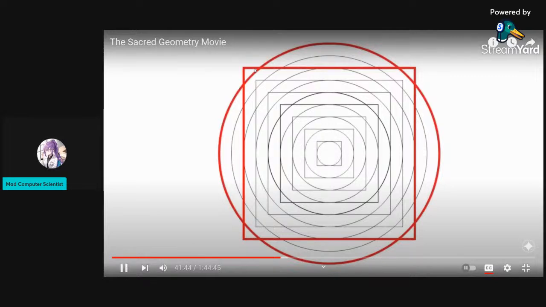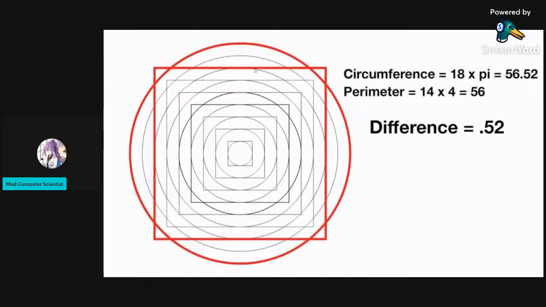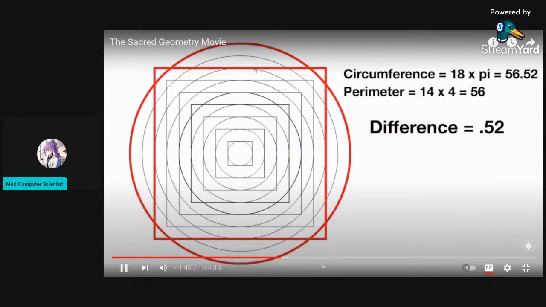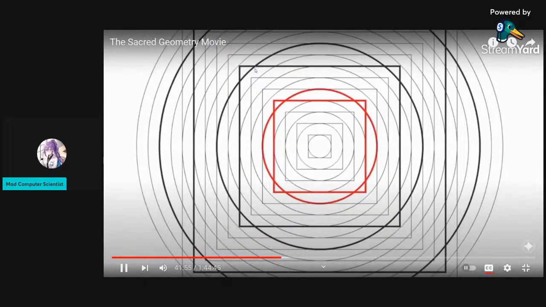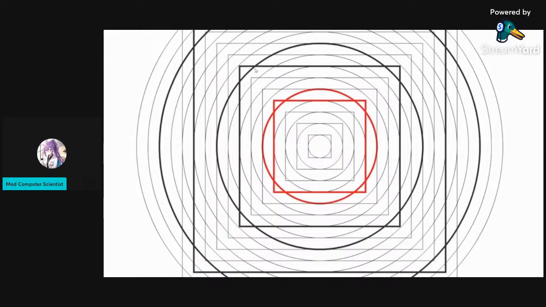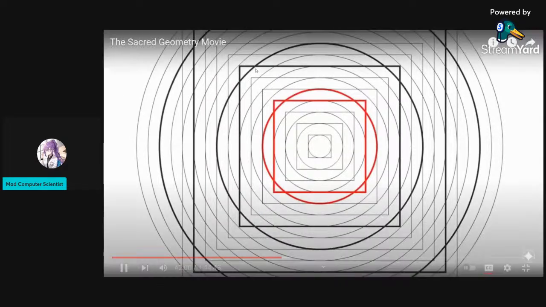Again, it moves into yet another phi ratio. This time, the difference is only 0.52, even closer to perfection than before. This will continue on forever. If you were to continue this drawing outwards to infinity, each time it would go into sync, drop out of sync for a few circles and squares, but then eventually hit phi again closer than it did the last time.